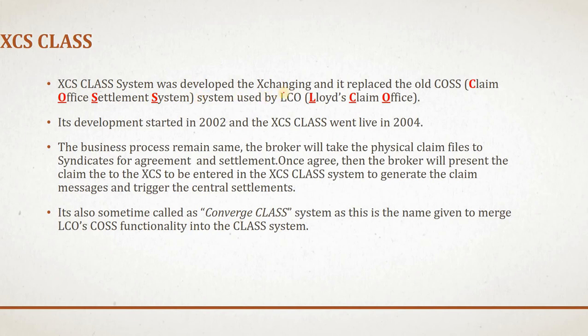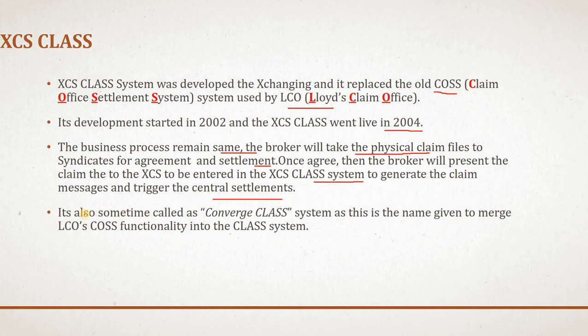Going forward, the XCS version of the CLASS system. The XCS CLASS system was developed by Exchanging and it replaced the old COS system used by LCO. Its development started in 2002 and the XCS CLASS system went live in 2004. The business process remained the same. The broker will take the physical claim file to the syndicate for agreement and settlement. Once agreed, the broker will present the claim to XCS to be entered into the XCS CLASS system to generate the claim messages and trigger the central settlement.